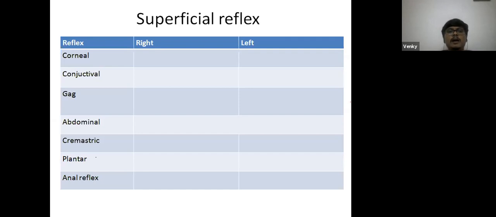So I am not going to discuss corneal, conjunctival, and gag reflexes because they won't ask anything about these three reflexes. You consider the abdominal, cremasteric, plantar, and anal reflexes because these are very important. Whatever may be quadriplegia or paraplegia, you have to look at the cremasteric, abdominal, and anal reflexes, and the bulbocavernosus reflex. You have to look at this.